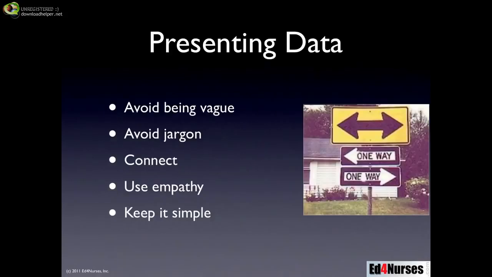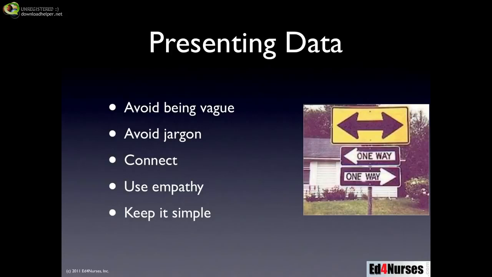When we're presenting the data to our patient, we want to make sure that we are being clear. Avoid being vague. As the street sign shows, very difficult to figure out which way we're going on this street. So we want to avoid being vague. We want to avoid using jargon. This is so common in healthcare. We're so used to using jargon.